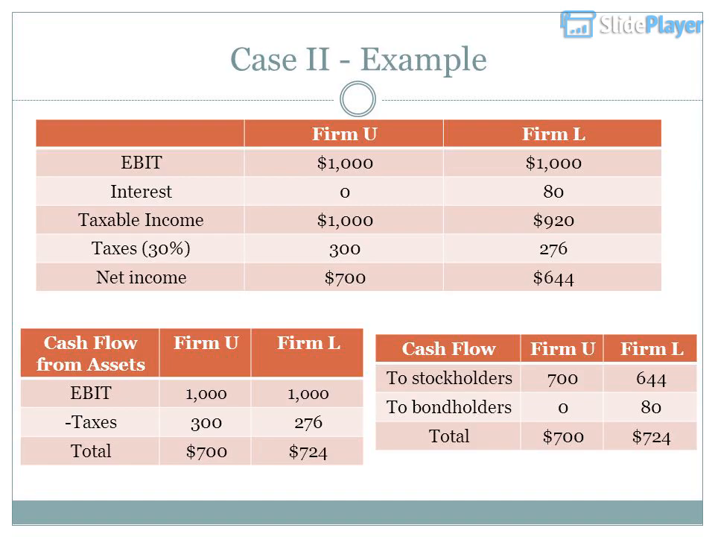Case 2. Example: Firm U and Firm L. EBIT $1,000 for both. Firm L has interest of $920... Taxable income, taxes at 30%, and net income for each firm. Cash flow from assets: to stockholders and to bondholders. Firm L's total cash flow is $724 versus $700 for Firm U.